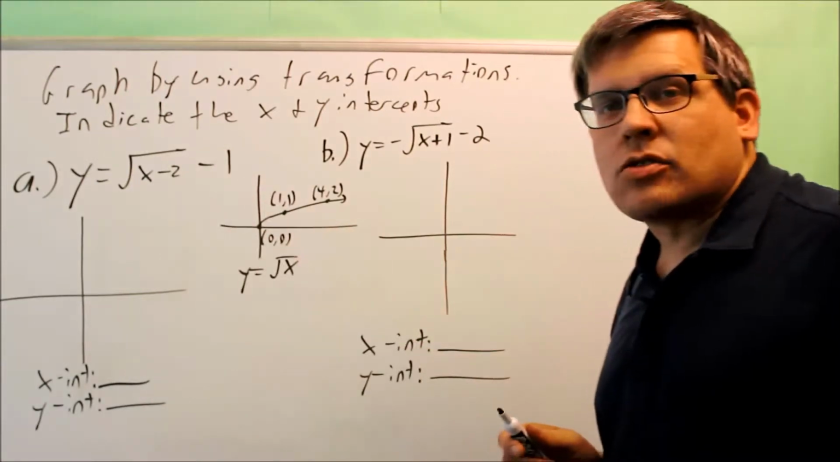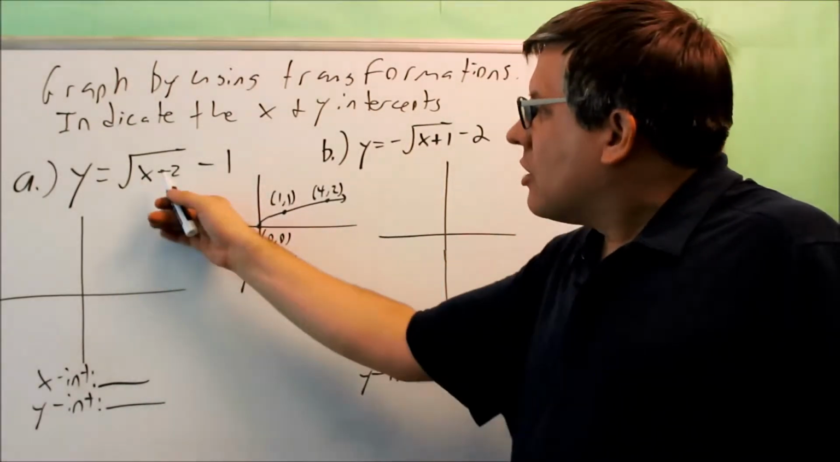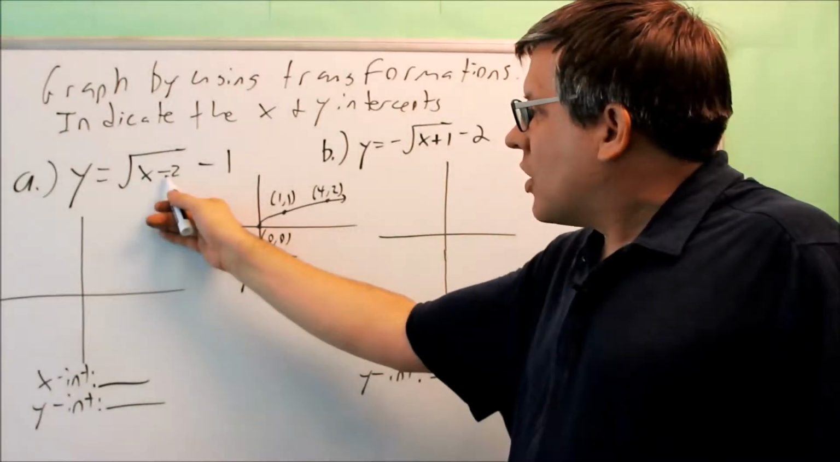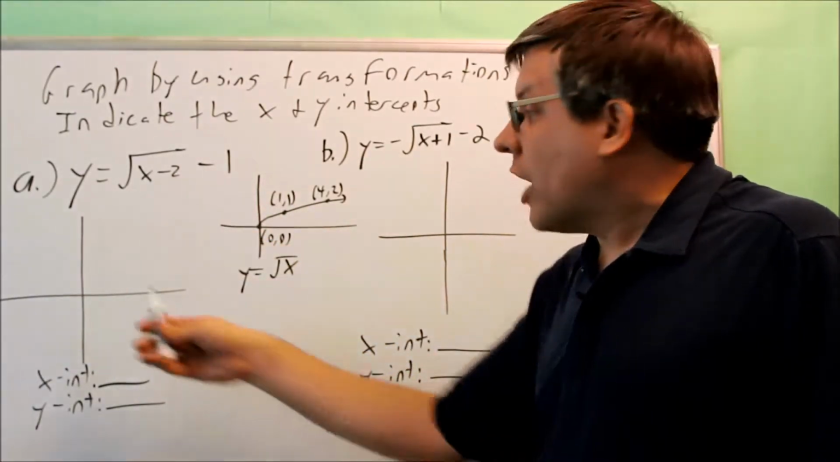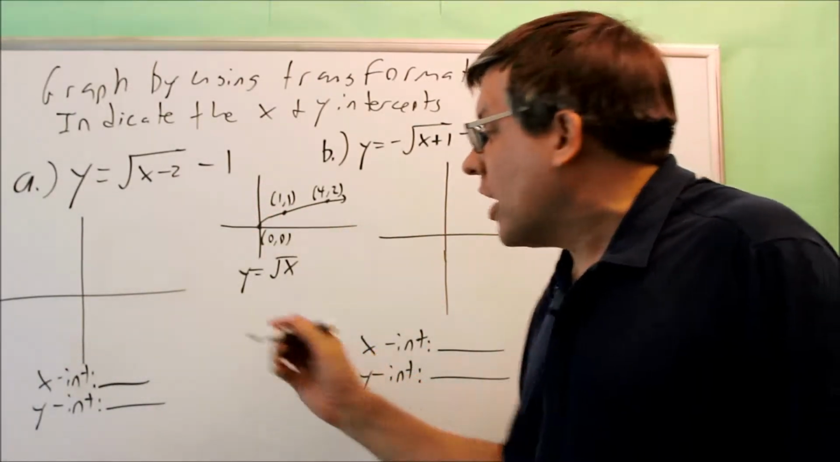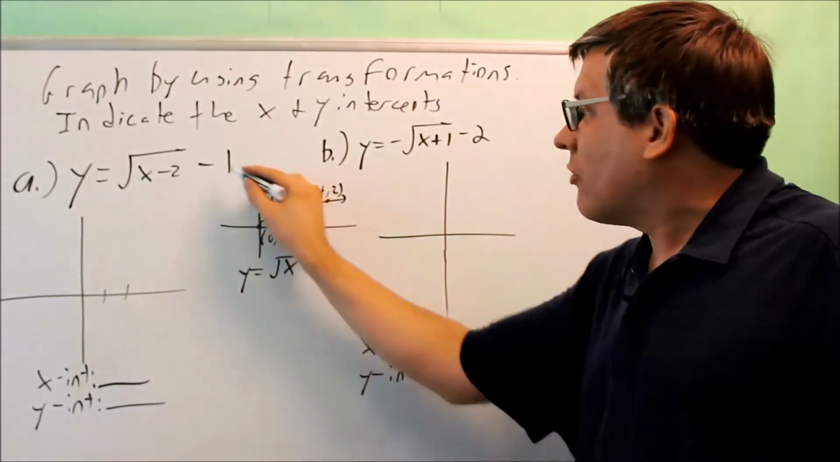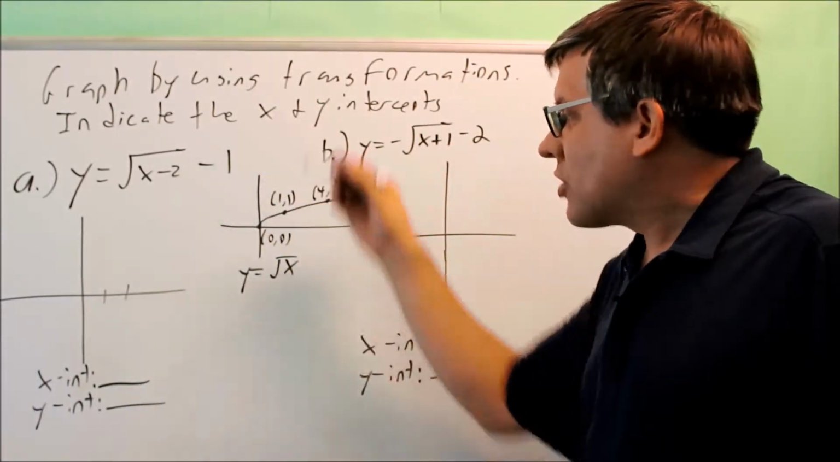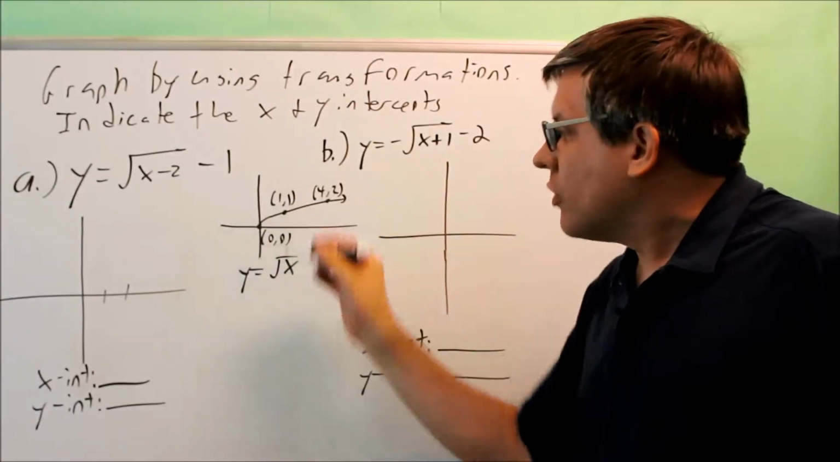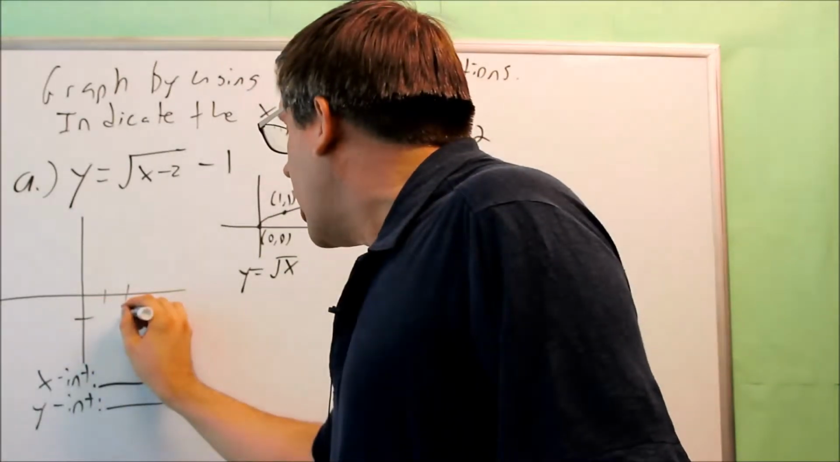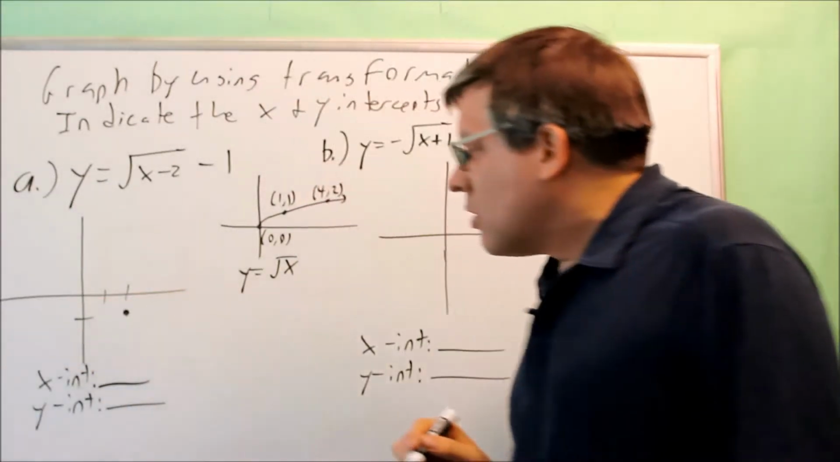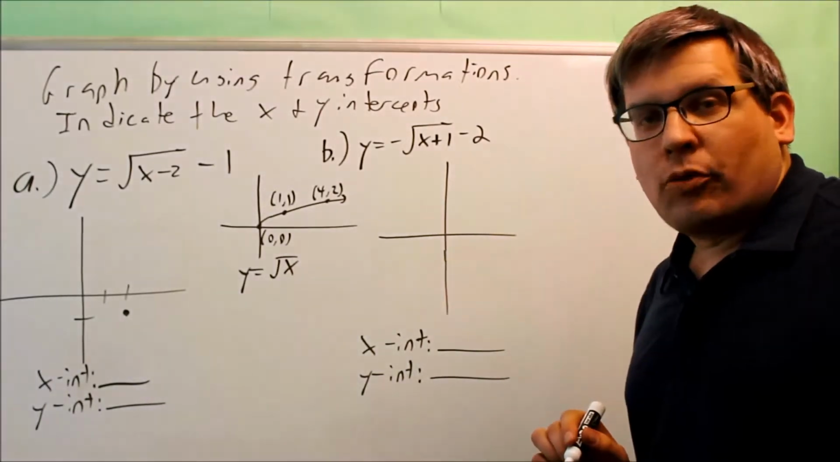This time I have a -2, so you're going to move it in the opposite direction. Negative would be to the left, so you're actually going to move it 2 places to the right. So we're going to start by moving it 2 places over to the right, and then I have a -1 in the end. That's going to be the up and down movement, so I need to move this graph down 1 to right here. So that's going to be my new starting point.